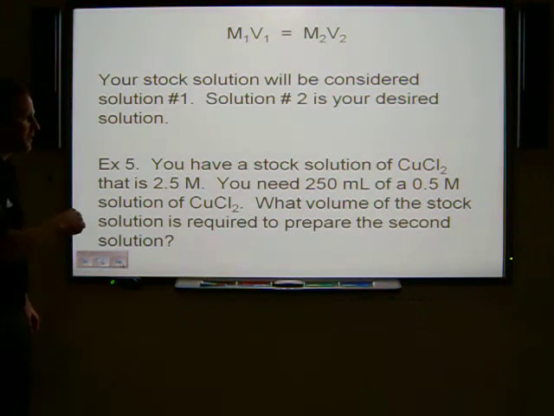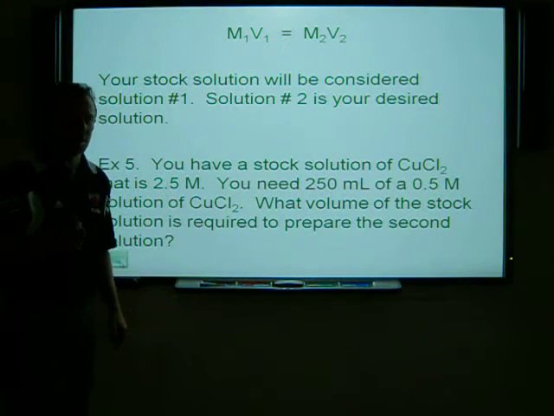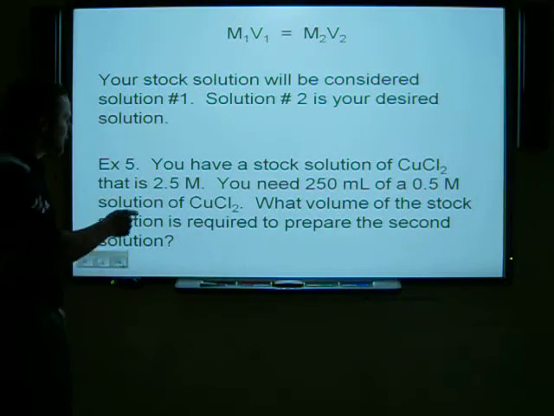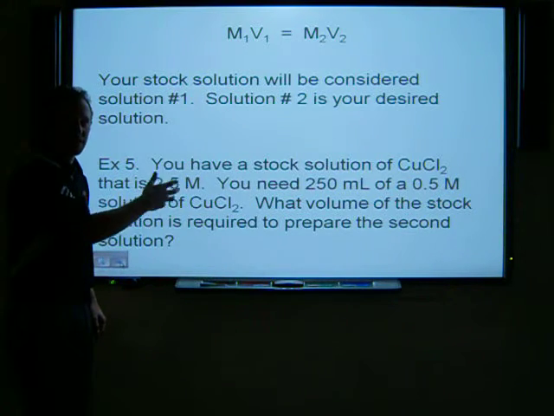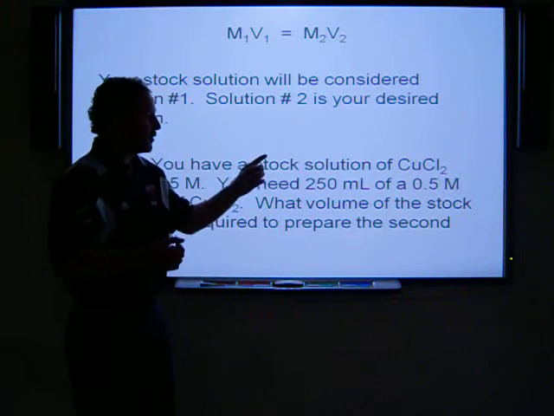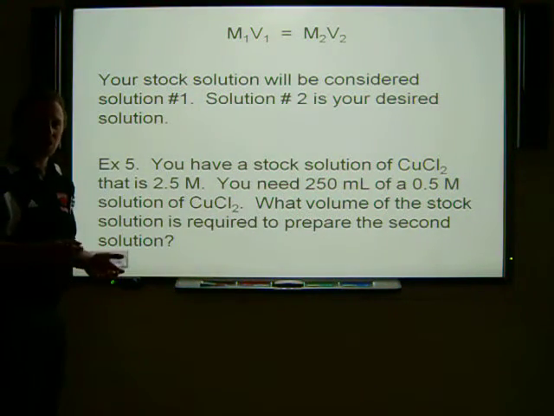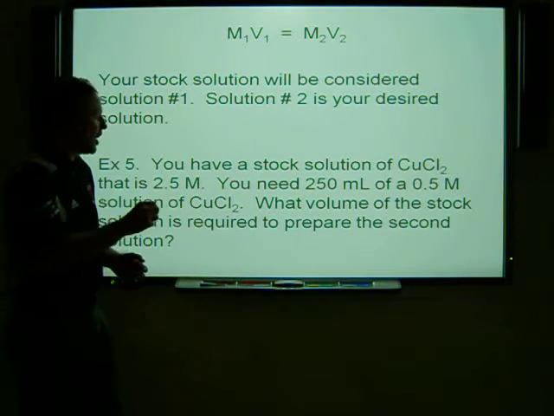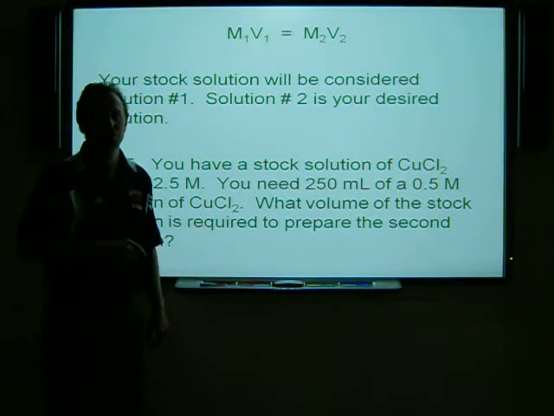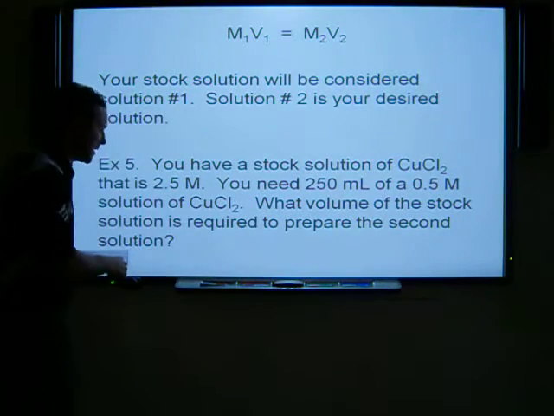In this problem, you have a stock solution of copper chloride. If you remember, it's that really pretty bluish green color. And this copper chloride is going to be 2.5 molar. So that's the concentration. You need 250 milliliters of a 0.5 molar solution. So the question is, how much of the original solution do you need in order to create the new solution? Let's go through this step by step.